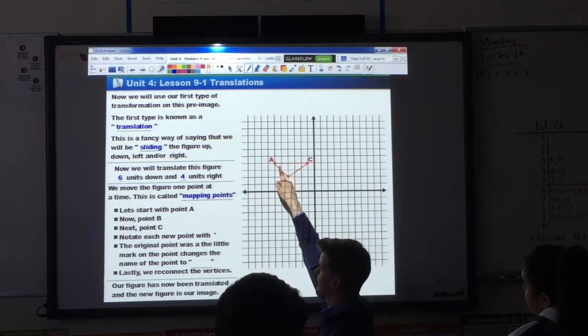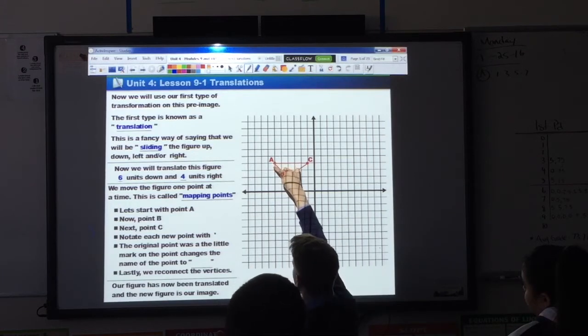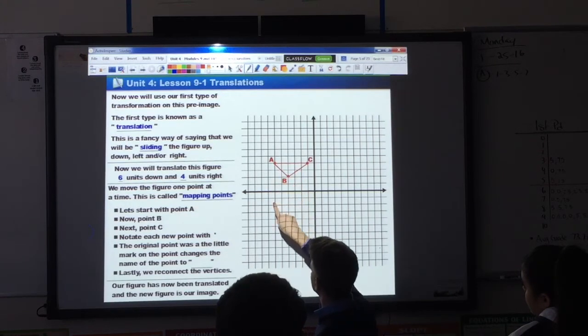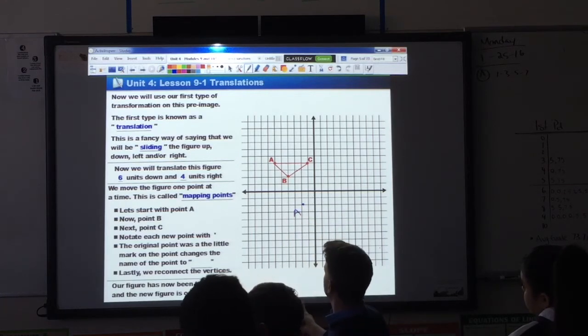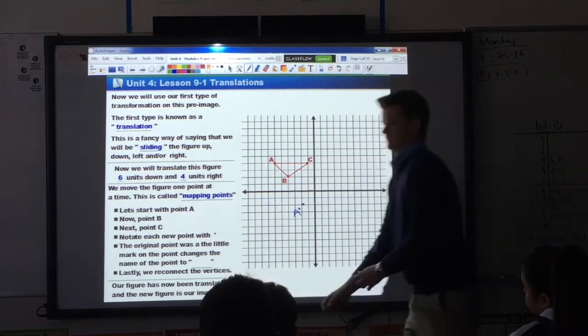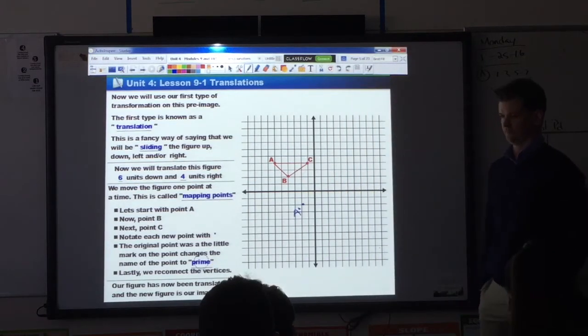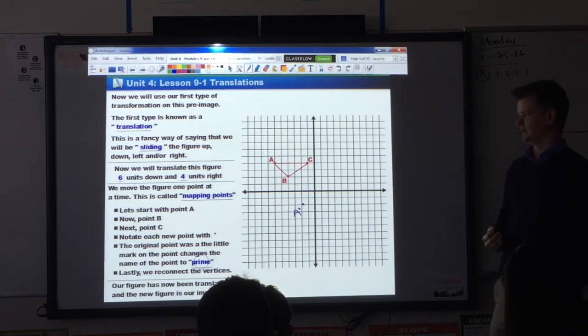So, we're going to go to point A. We are translating it 6 down, 4 right. So we start at A, we go down 6. 1, 2, 3, 4, 5, 6. 4 to the right. 1, 2, 3, 4. And that is going to be, once again, A. But there's going to be a little something different here now. There's going to be a little notation next to it, right there, a little dash. And that little dash is known as the prime. So this is no longer point A. This is point A prime.